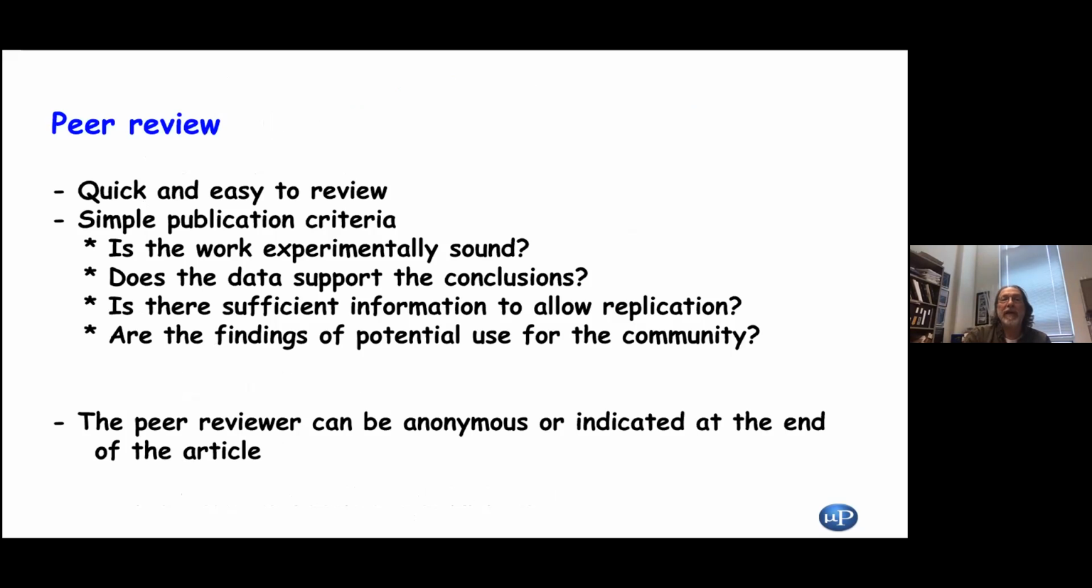And for example, the reviewers ask: Is the work experimentally sound? Does the data support the conclusions? Is there sufficient information to allow replication by others? And are the findings of potential value to the community? And the peer reviewers can either be anonymous, or they can get credit for their peer review if they indicate that they're interested in this, and that's at the end of the article.